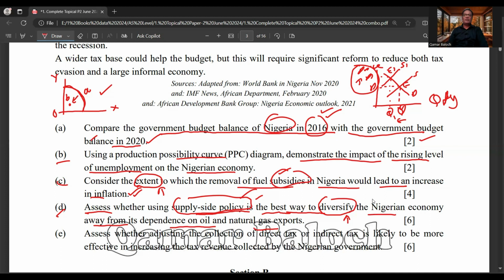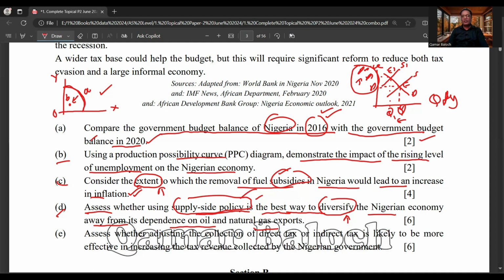Sometimes what happens is government keeps spending money from its own accounts, but people don't care and they don't learn new skills and they don't become efficient and productive. So as a result, diversification might not be possible, or it might not be the best way to diversify Nigerian economy. And at the end, you will have to give conclusion, right? In conclusion, you can say that supply side policies are the best way, yeah, not the best way, whatever you want to say.